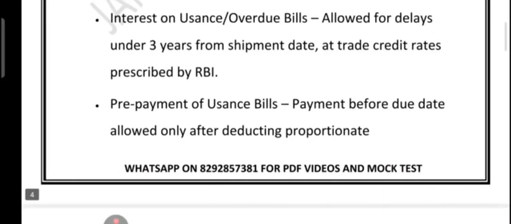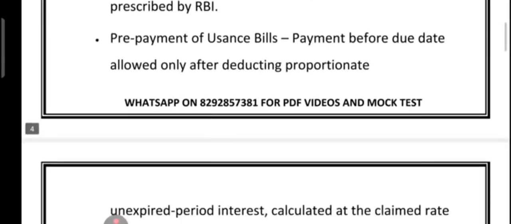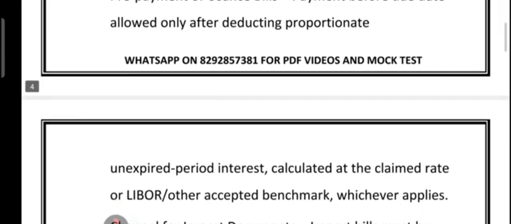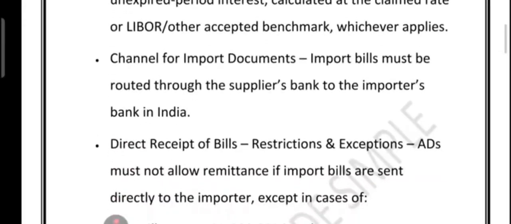Now, if you want to pay before the due date, that is allowed. That is called prepayment of Usance bill. You can, but you must deduct interest for the unexpired period. The interest is calculated either at the claimed rate or the LIBOR or another benchmark, whichever applies. Now for documentation, right?